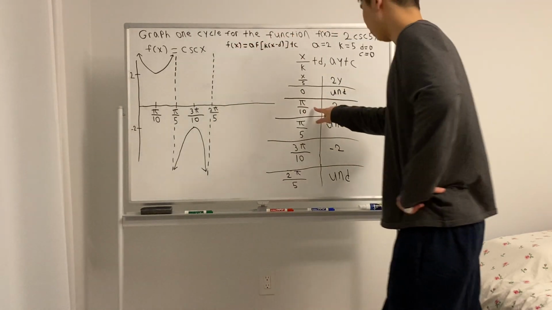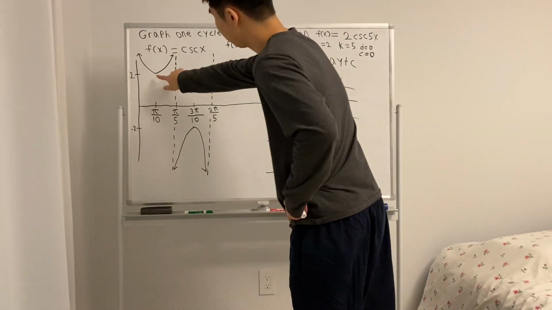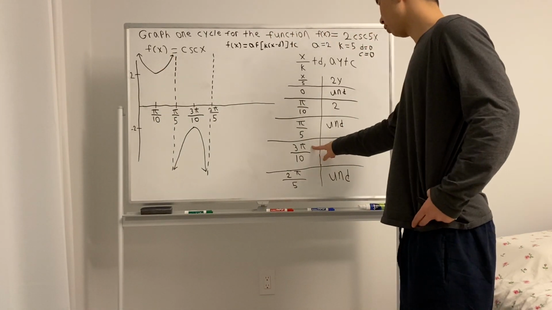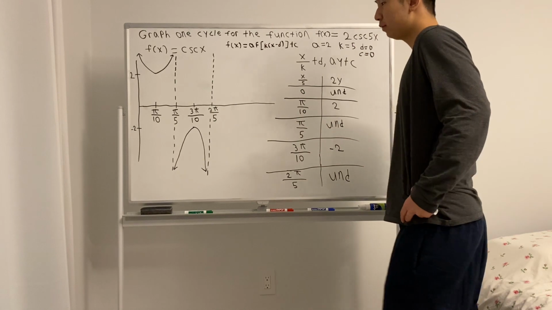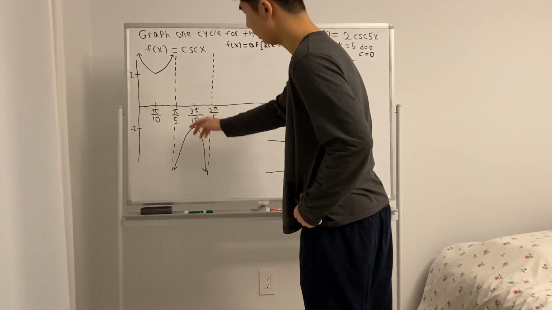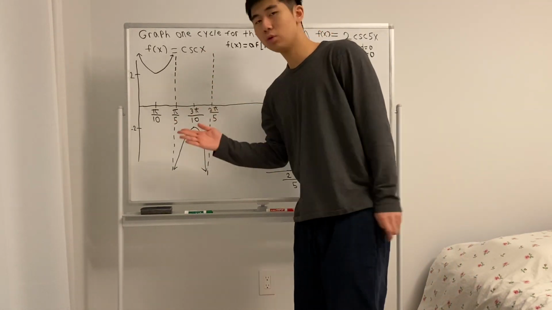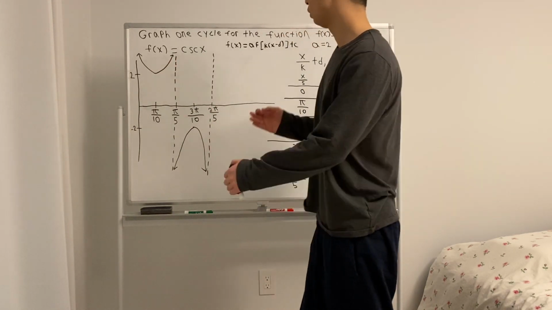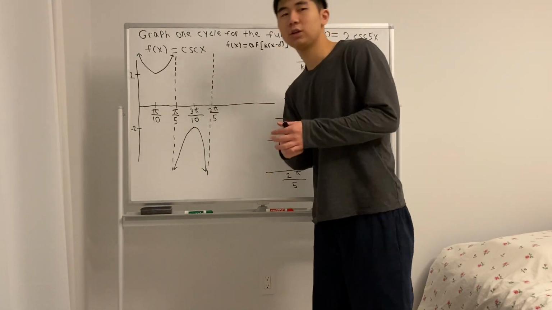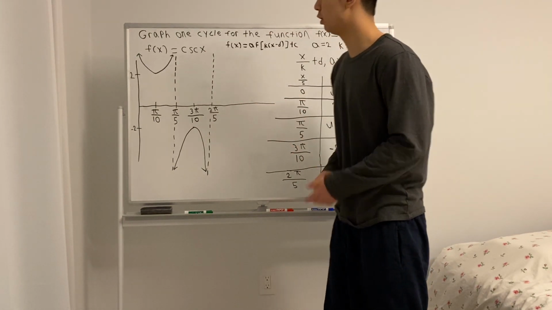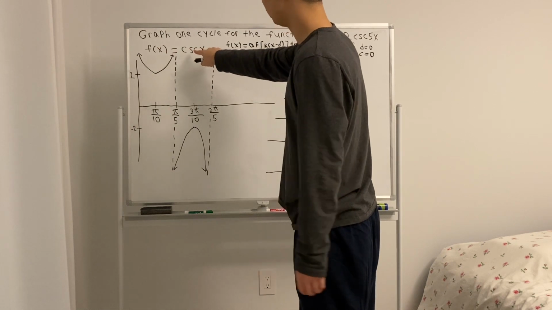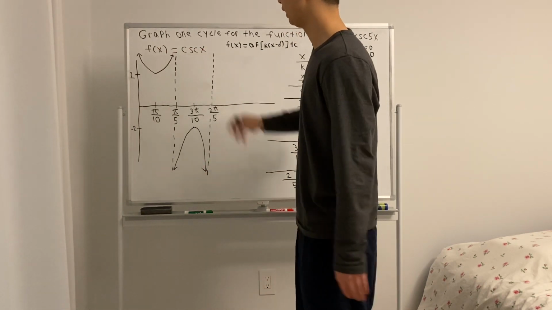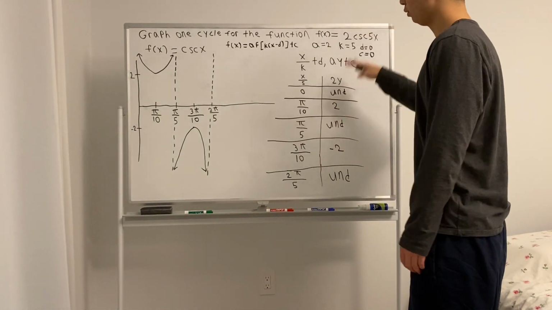Now here, at pi over 10, we're at 2, so I plot the point there, and this is what the function looks like. And at 3 pi over 10, it's at -2, so I plot that here, and this is what the function looks like. If you don't know why the function looks like this over here and why it looks like this over here, that's because you need to know what the parent function looks like. So you need to know what f of x equals cosecant of x looks like. You have to know what this function looks like before you graph with transformation.